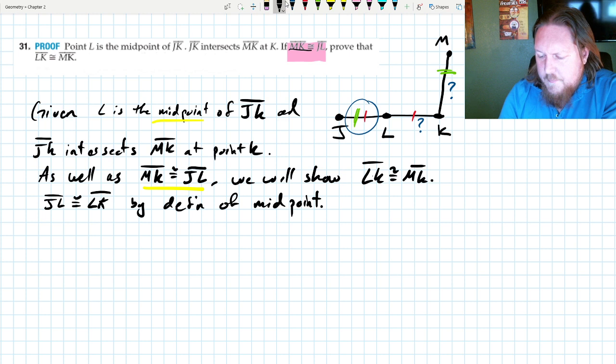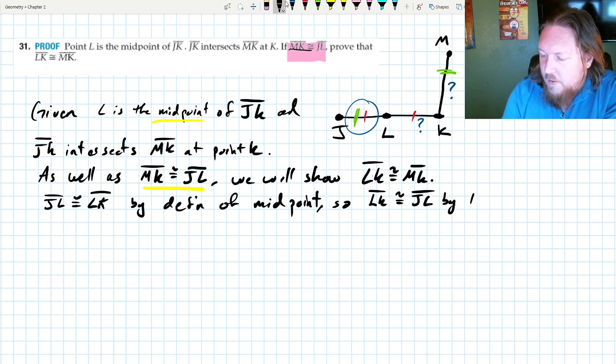And one thing here, I might look at this now and say, you know what? I don't like that because they don't line up exactly for the transitive property. I need to switch one of them. So LK, notice how I'm trying to get LK being in the front there, just like I want for the statement I want to prove, is congruent to JL by the symmetric property.